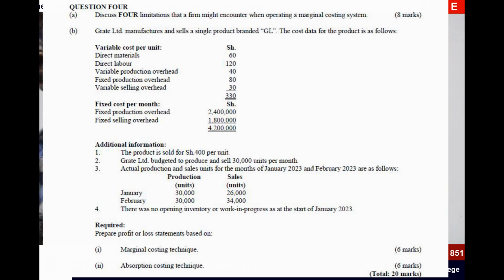Then additional info, a good examiner is telling us in note 1 that the product is sold for 400 per unit. Great Limited budgeted to produce and sell 30,000 units per month. The actual production and sales units for the months of January 2023 and February 2023 are as follows. Note 4, there was no opening inventory or work in progress as at the beginning of the period, making our work much easier. Required, you're supposed to prepare profit or loss statements based on the marginal costing technique and the absorption costing technique.